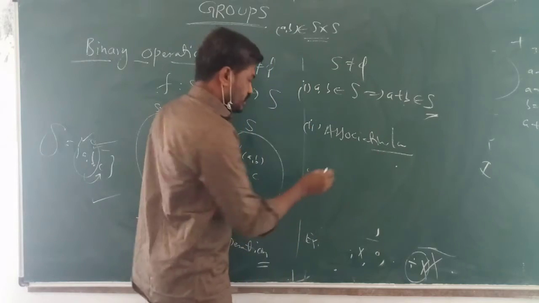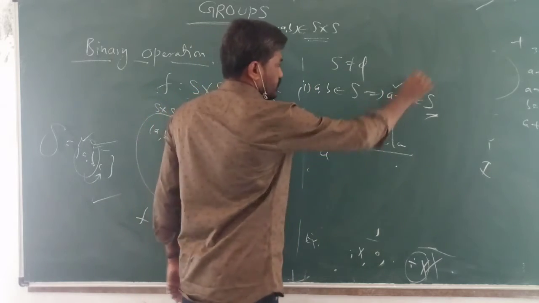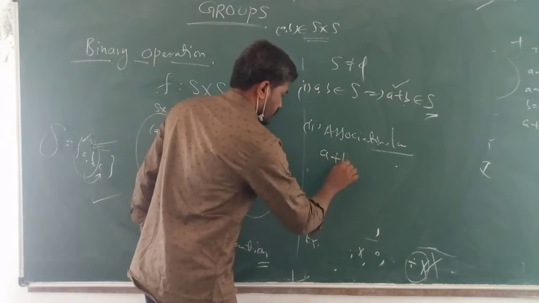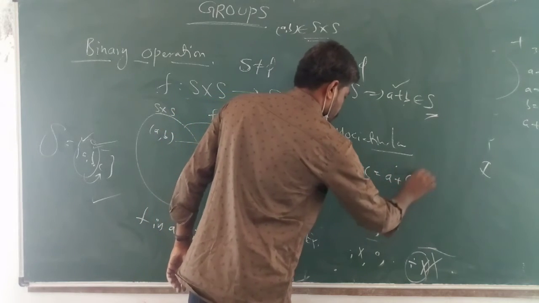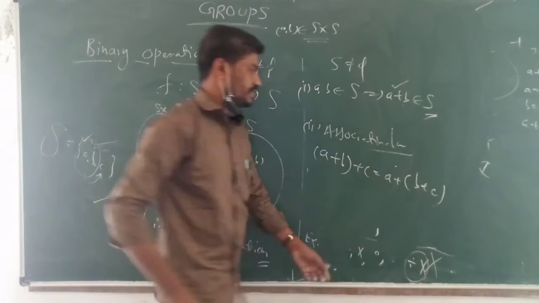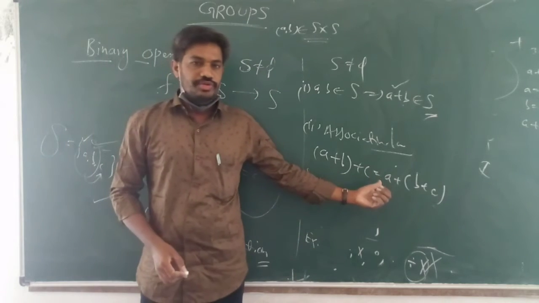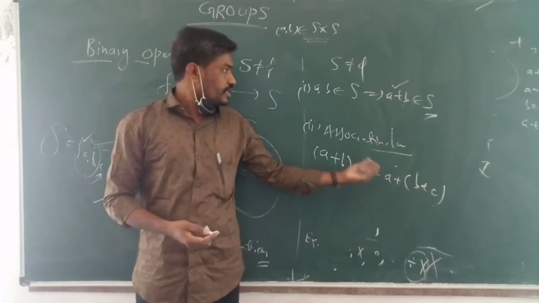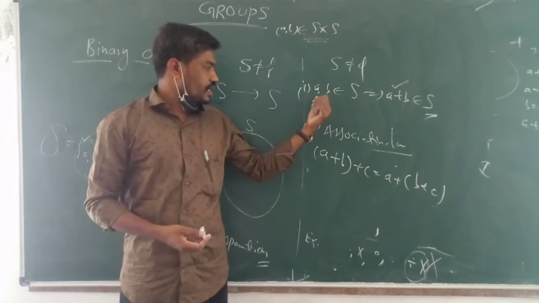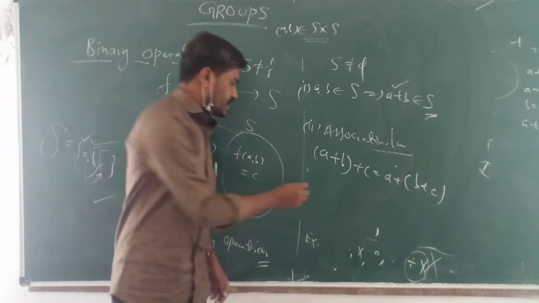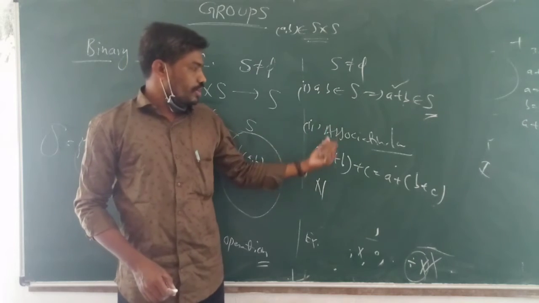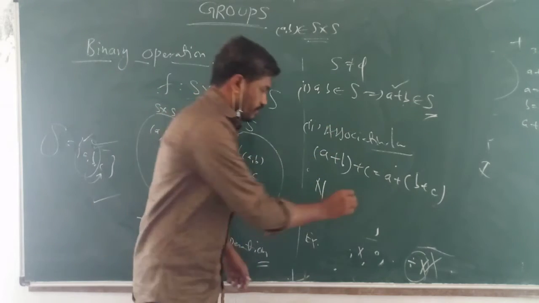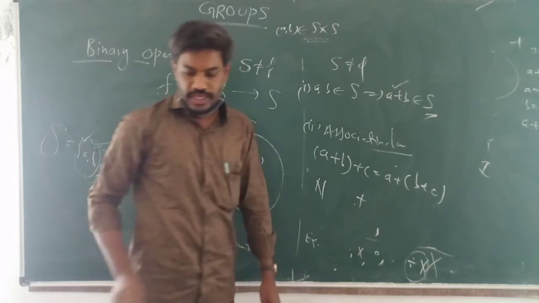What does associative law mean? With the binary operation plus, (a + b) + c is equal to a + (b + c). This is called the associative law or associative property. So these two properties, closure and associative. I am selecting N, the set of all natural numbers. These two properties, are they satisfied or not with respect to the binary operation plus?